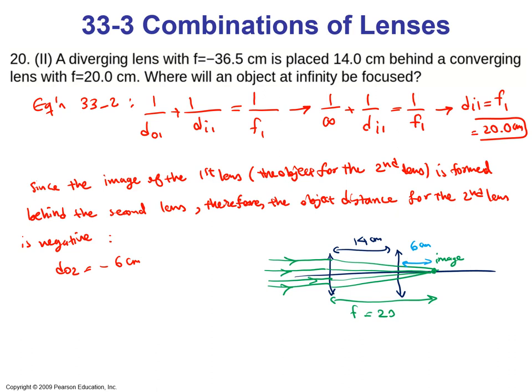Again, let's use equation 33-2 for the second lens, 1 over F2, and solve it for the place of the image for the second lens. That is equal to DO2 F2 divided by DO2 minus F2.